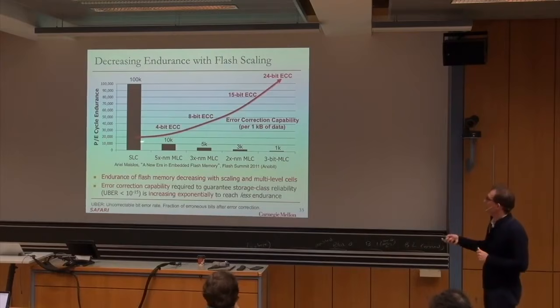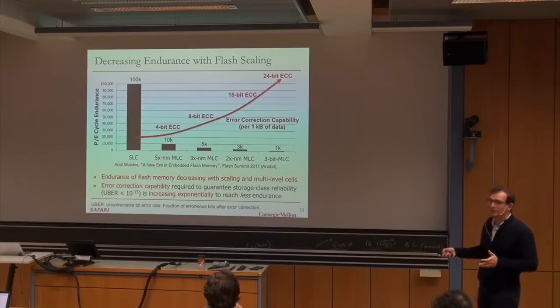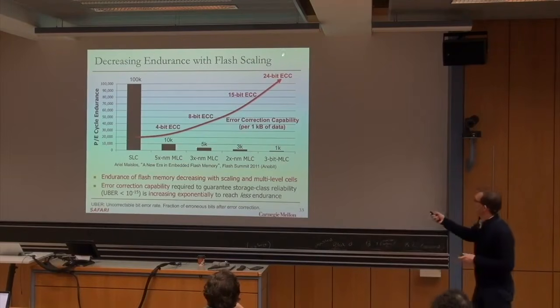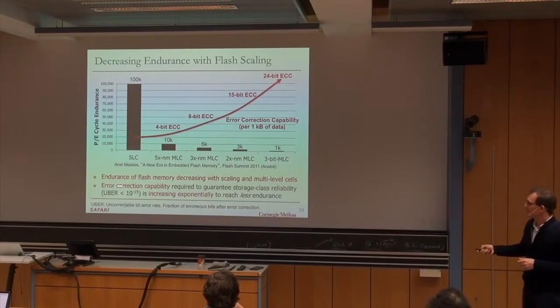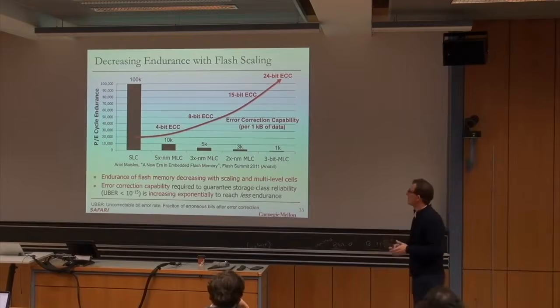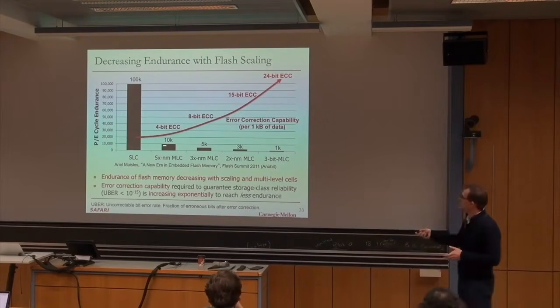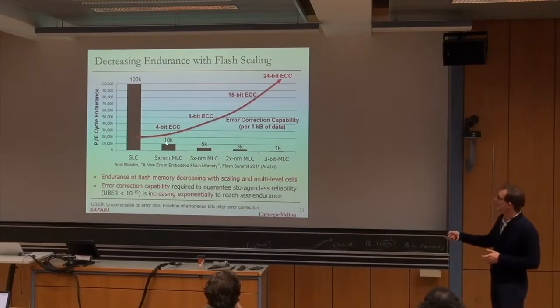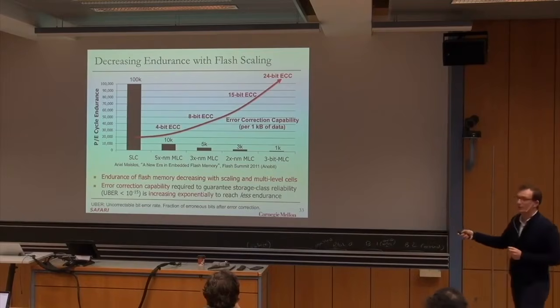So if you want to, you can actually add error correction capability. And if you want to guarantee storage class reliability, which is uncorruptible bit error rate is less than 10 to the minus 15, you actually need to add a lot of ECC. So the bit error rate is a little bit different from endurance. Bit error rate is how many bits are erroneous. 10 to the minus 15 is something that you would like to achieve. If you would like to achieve that, you actually want a lot of ECC. So this is error correction capability is 4 bits per 1 kilobytes of data. Here you need 24 bits per 1 kilobytes of data.